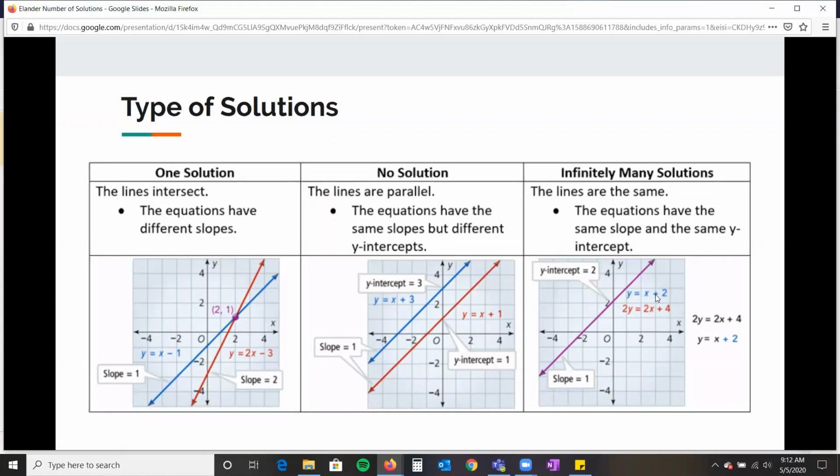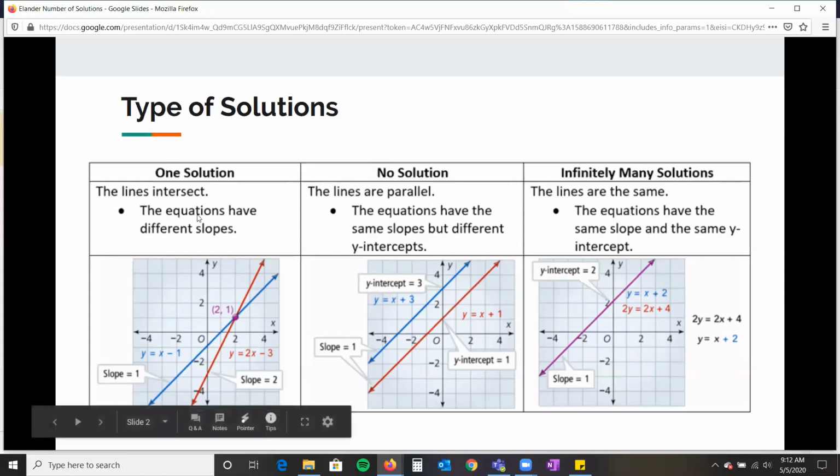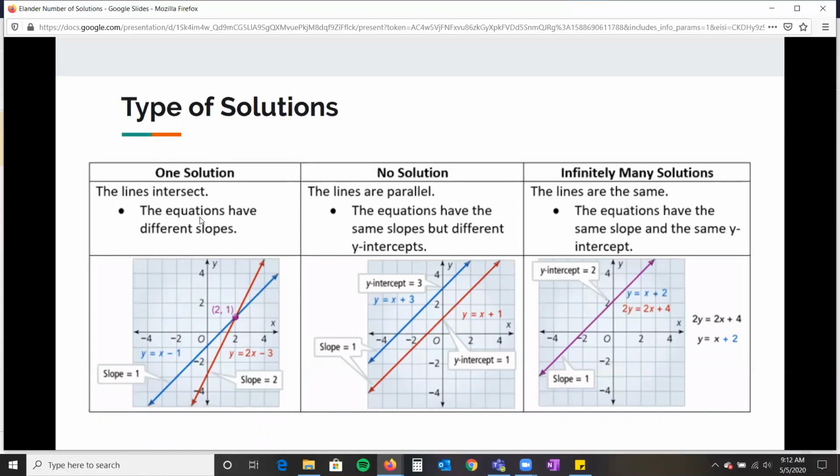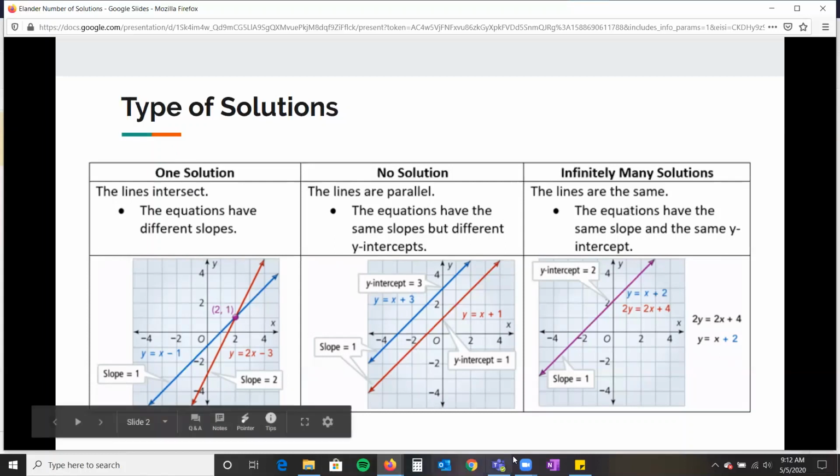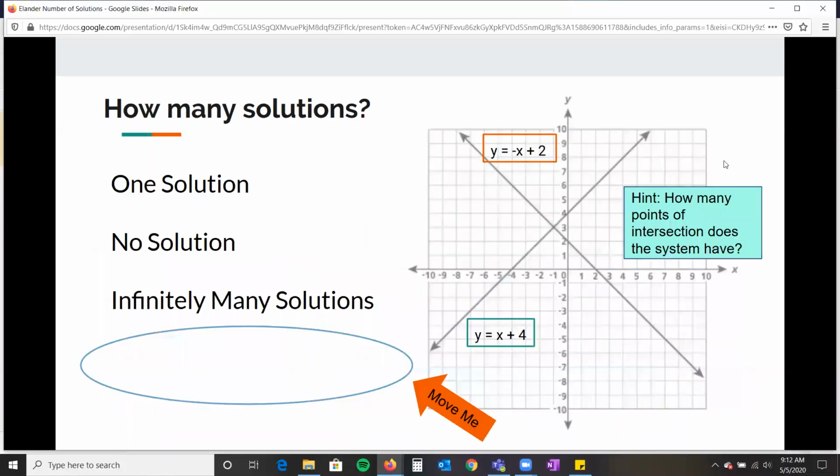To be the same line, obviously they're going to have the same slope and the same y-intercept. If that's the case, those lines are right on top of each other, so there are infinitely many spots where they touch each other. So one solution, they intersect one time. No solutions, they intersect no times, and infinitely many solutions, they intersect infinitely many times.